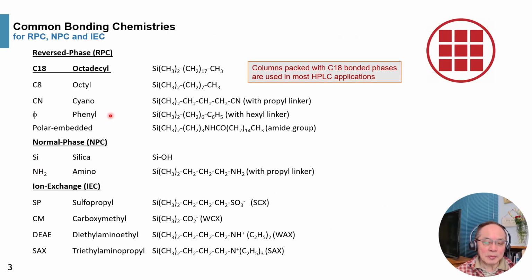Here's a slide on the common bonding chemistry, starting with reverse phase. The most important, obviously, is C18, octadecyl silane, which is used in most HPLC applications. An estimate of anywhere from 60 to 80% of applications using reverse phase use C18. Here's C8 and cyano, phenyl, and something called polar embedded phases, which are really important for selectivity fine tuning in method development.